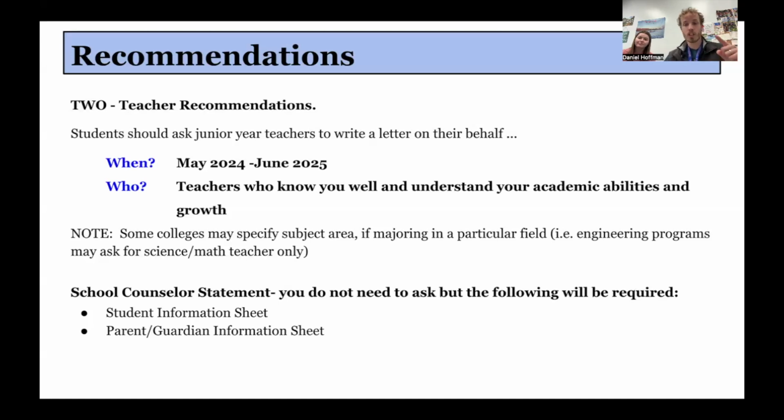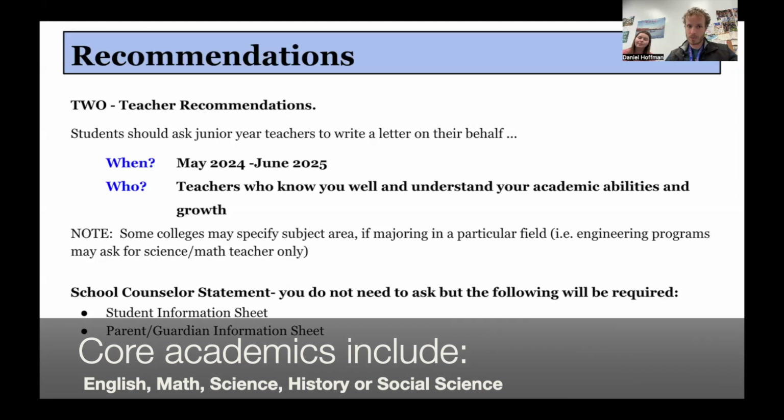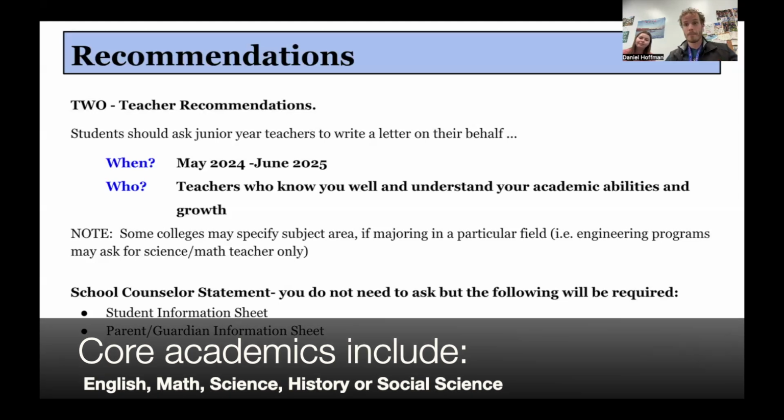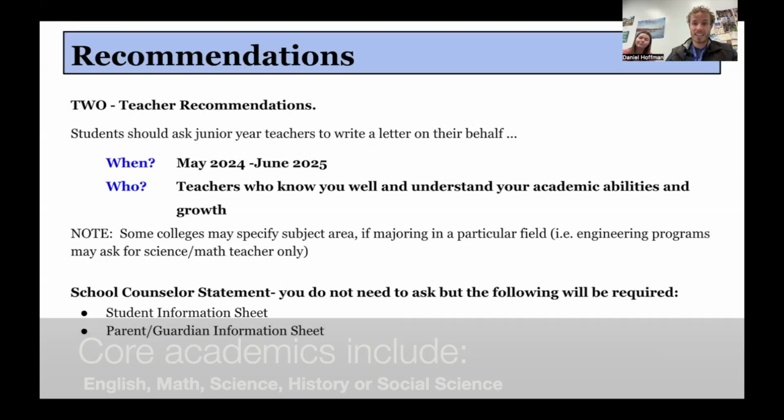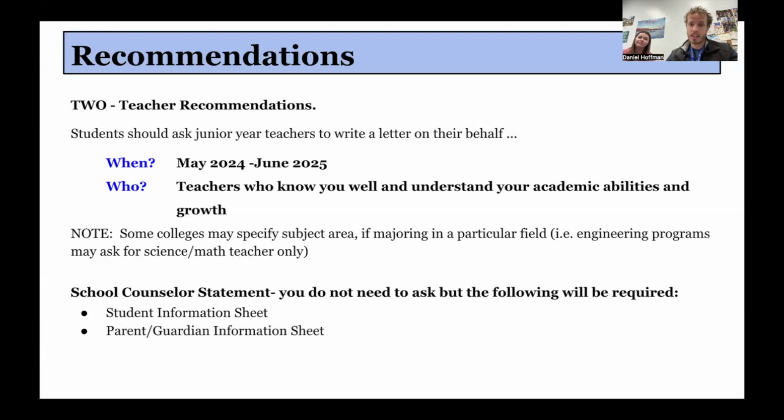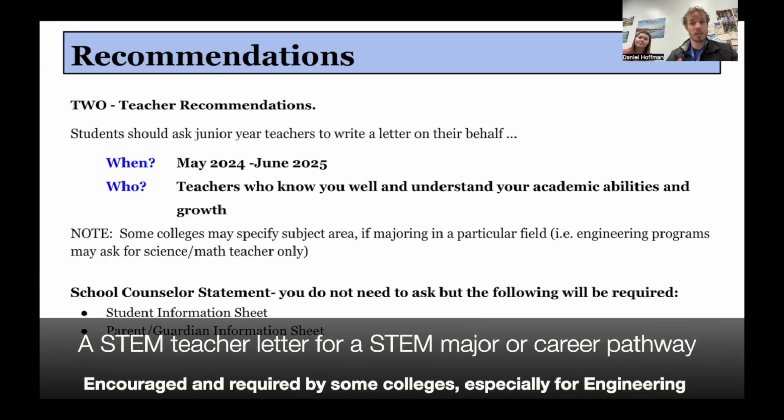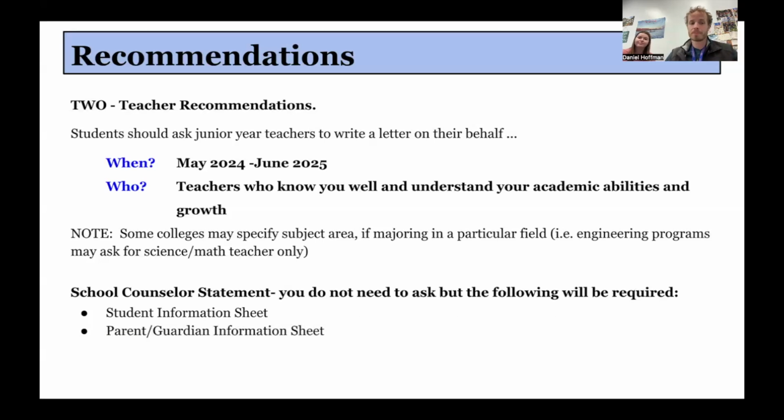At least one of them should be from a junior year teacher in a core academic subject. Core academic is English, history, math, science. You get bonus points if that is also in the area of academic interests that you have, right? So if you're really excited to maybe be a nurse or go into engineering, that should be a STEM teacher. If you're really excited about maybe being an English teacher or going into communications, an English teacher is going to be a really great fit for that. The second letter could be from someone else who's not in the junior year, or potentially a coach or a mentor at Newton South, and probably should be somebody who knows you really, really well.